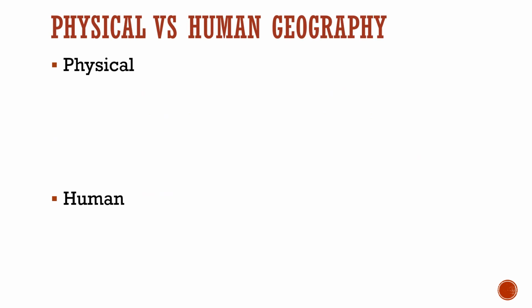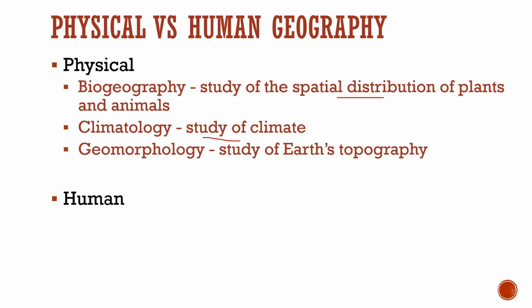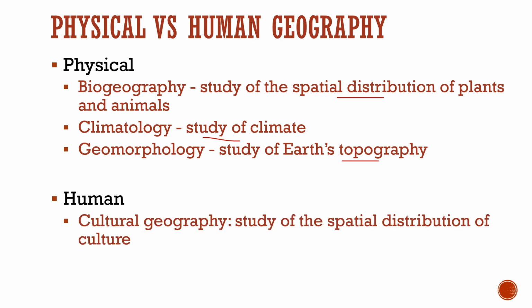If we look at physical versus human geography, there's actually a separate course called Human Geography that gets offered occasionally. Physical is more what we're focusing on, which is the spatial distribution of plants and animals, so where everything is located. Looking at climate or climatology, so the temperature, the rainfall, geomorphology, which is the topography, so mountains, deserts, different types of topography.